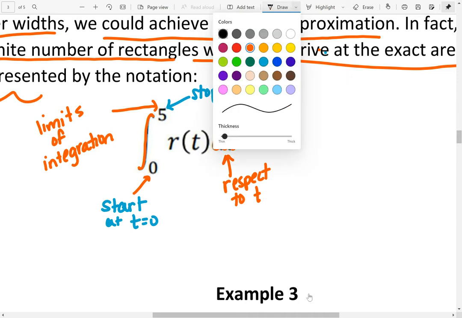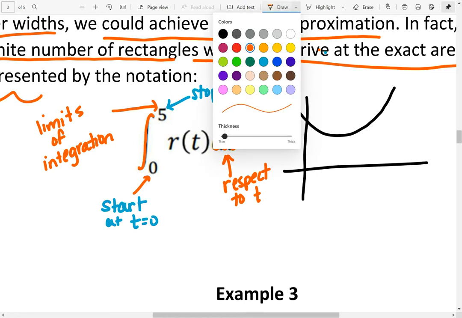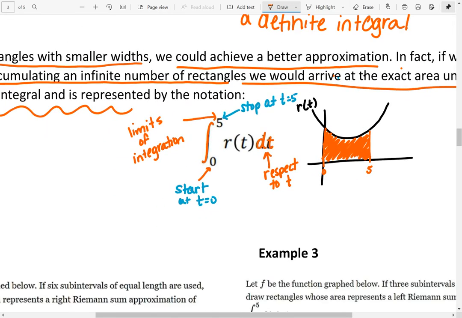So if I were to imagine a graph like this, here's my x and y axis. I'm going to draw a curve and call it r of t. The integral would start at 0 and stop at 5, and it would give me the value of the area between the x-axis and the curve. Now, we don't know how to do this algebraically yet. Today, we're just working on using rectangles to estimate that value. So let's practice some rectangles.